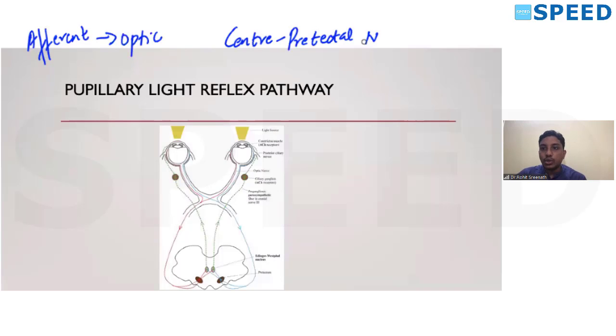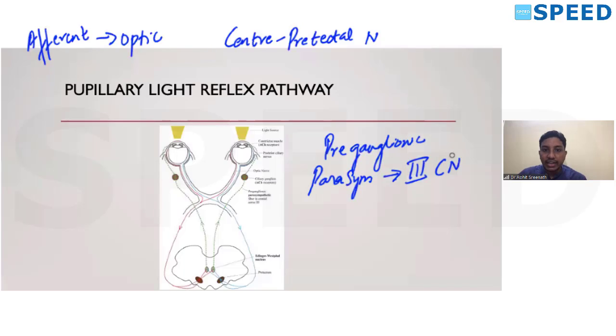From the pretectal nucleus, via the internuncial neurons, it travels to the Edinger-Westphal nucleus. From the Edinger-Westphal nucleus, we have the preganglionic parasympathetic pathway to the ciliary ganglion. This is mediated by the third cranial nerve. This is the efferent pathway. A for afferent, optic nerve. Efferent pathway is the oculomotor nerve, or the third cranial nerve.